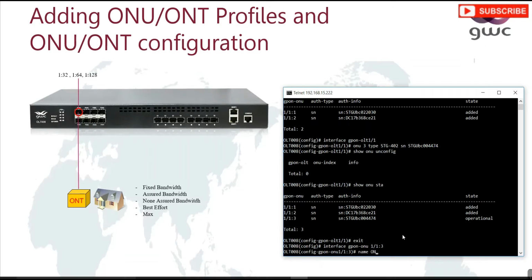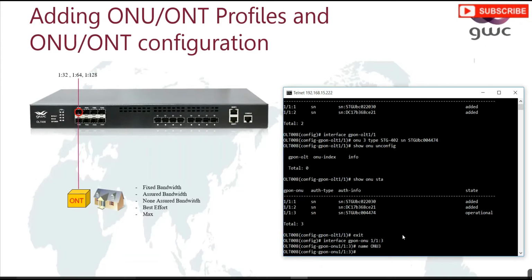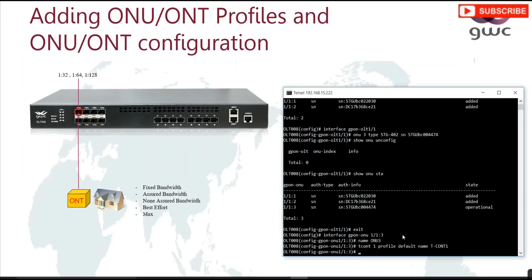Now let's add a TCONT profile and use the default name. Command tcont 1 and connect to profile, use default, then add a name TCONT1. This will create a TCONT. TCONT means a traffic container. Now once we added TCONT, let's bind it to gemport. Gemport means GPON encapsulation method. Add gemport 1 tcont 1 command.